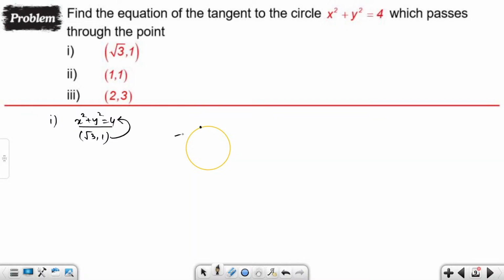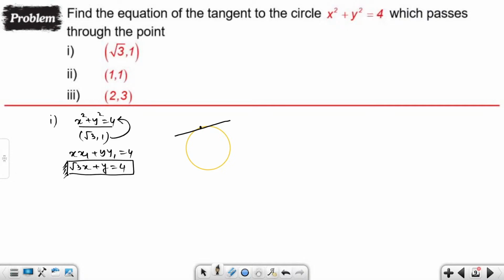So what will be the equation of the tangent? Just now we have learned: it is xx1 plus yy1 equals to 4. So in place of x1, I will write root 3, and in place of y1, I will write 1. So it will give you root 3 x plus y equals to 4. That's it. That's the equation of the tangent.